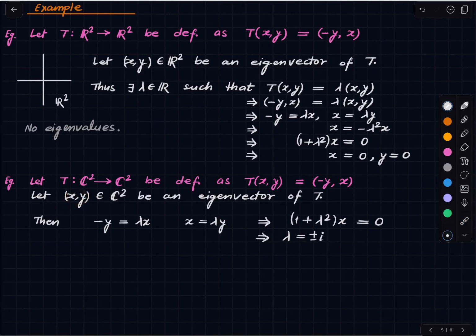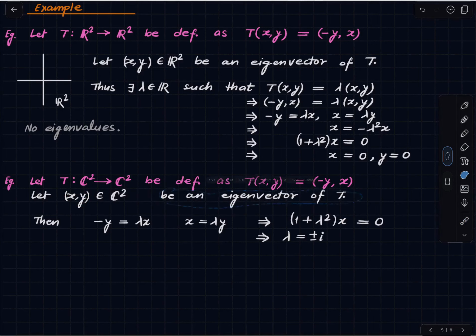So here, let me amend the statement. We are hunting for non-zero eigenvectors. All right. So therefore, it forces, this equation, if x were 0, then y would also be 0, but we are starting with a non-zero vector. So this forces that this is the case.